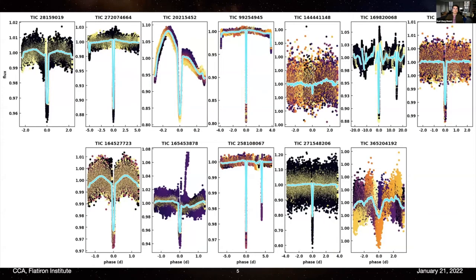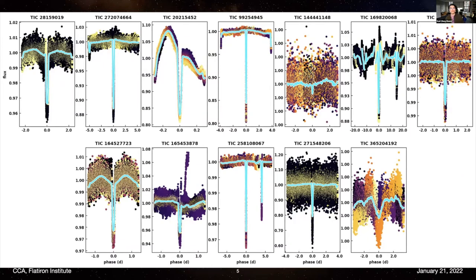Here we have the 13 systems plotted with the TIC ID present at the top. The x-axis is the folded phase of the period according to The Joker, and the y-axis is the parts-per-thousand normalized flux. All of the light curves are colored by their observations using the plasma color table. For example, in the top left plot, you can see that there's only yellow and black present. That's because this system was observed with a 2-year gap in between the consecutive observations.